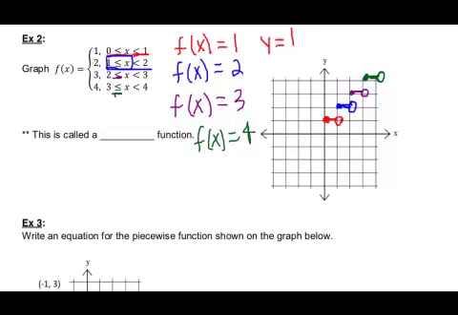Now notice that this graph looks like steps. And this is called a step function. Again, it gets its name because it looks like steps. So again, we can have multiple different functions and we can graph them all on the same graph. We just have to watch out for the boundaries in which x values are included in each function.